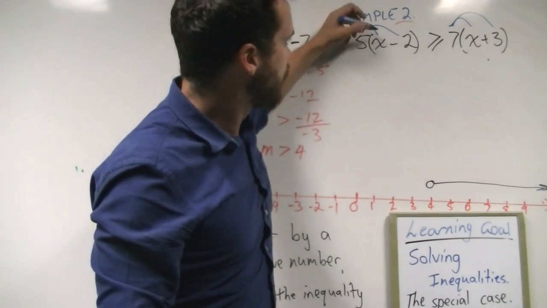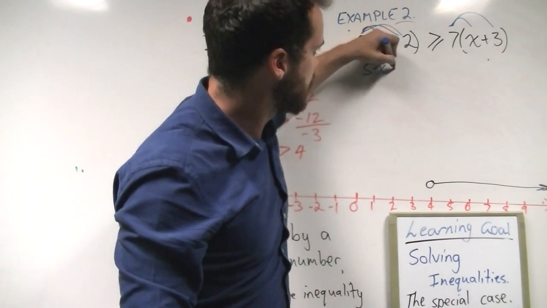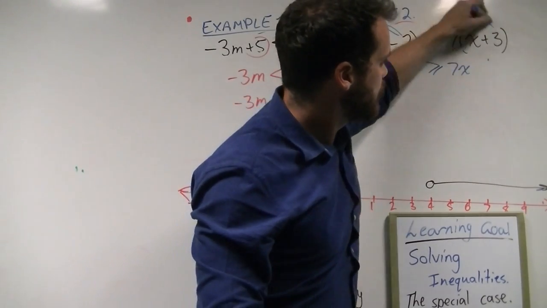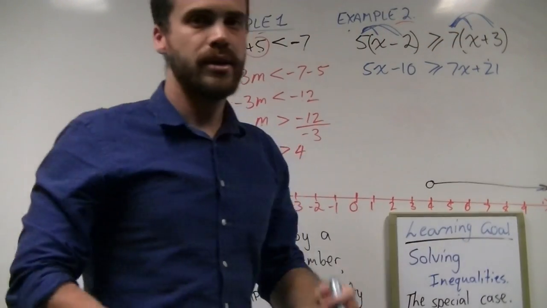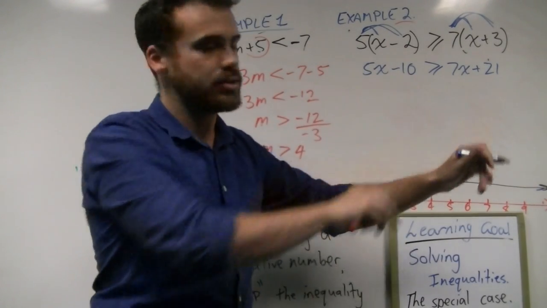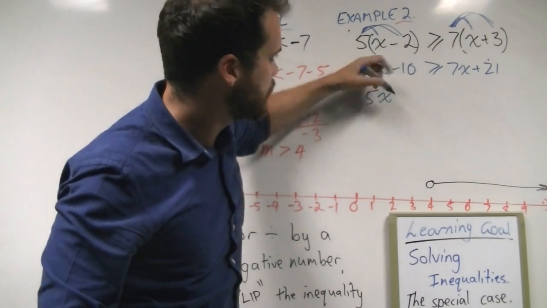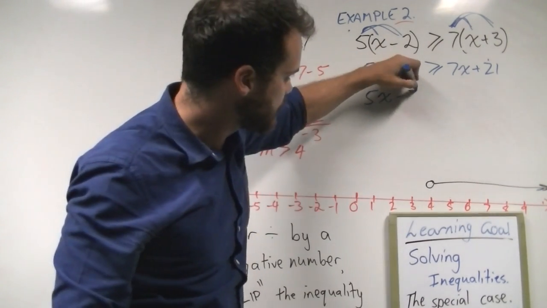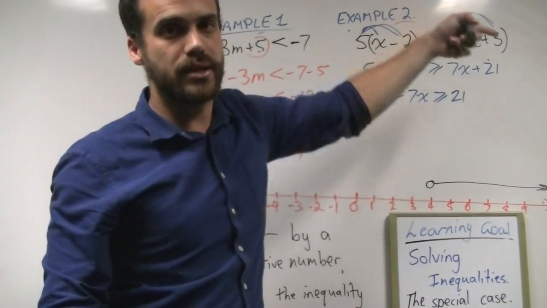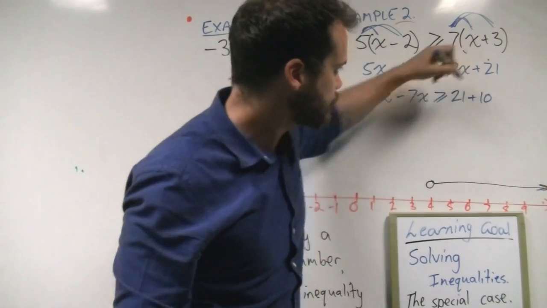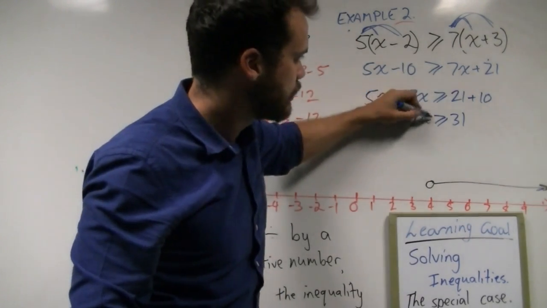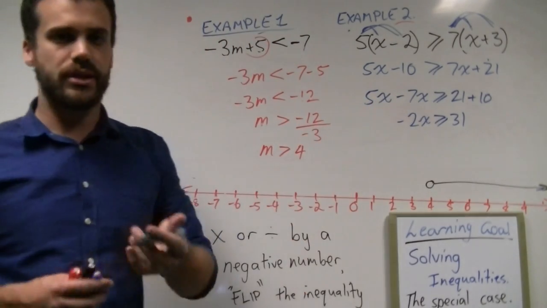Okay, first of all, 5x minus 10 is greater than or equal to 7x plus 21. I'm going to move all the x's to the left-hand side and all the constants to the right-hand side. So it's going to be 5x, I'm going to move that 7x to make negative 7x, greater than or equal to positive 21. I'm going to move that negative 10, it's going to become positive 10. So 31, and negative 2x, 5x minus 7x is negative 2x.